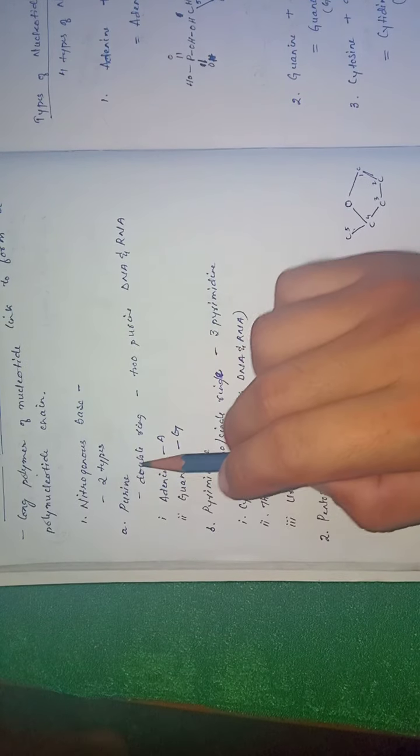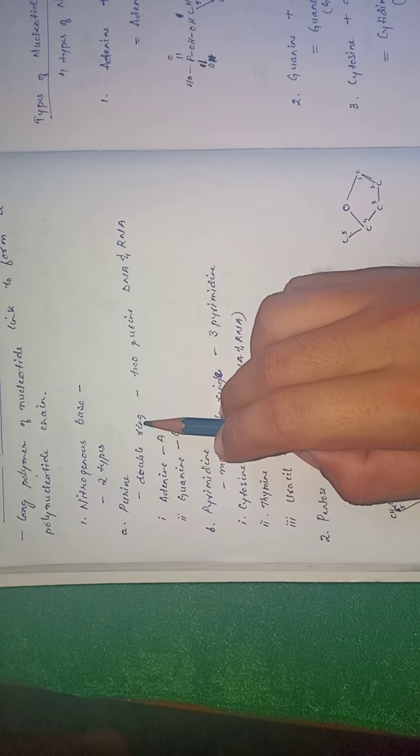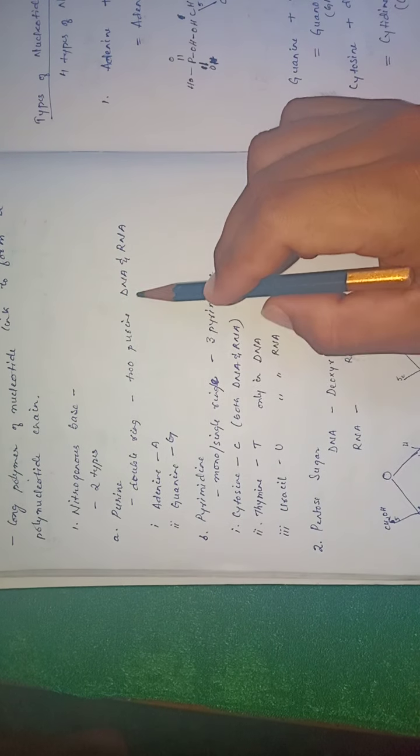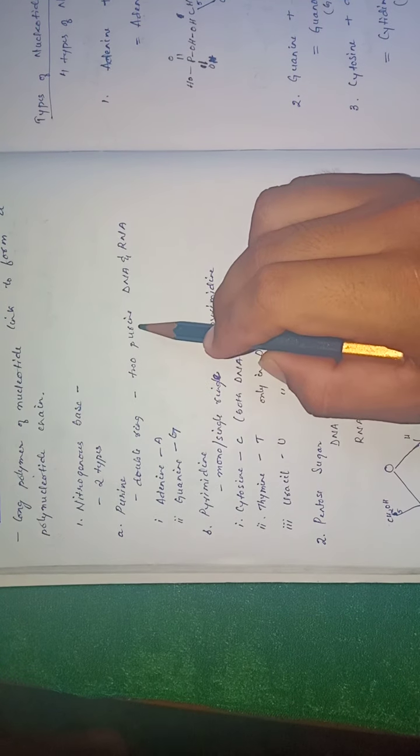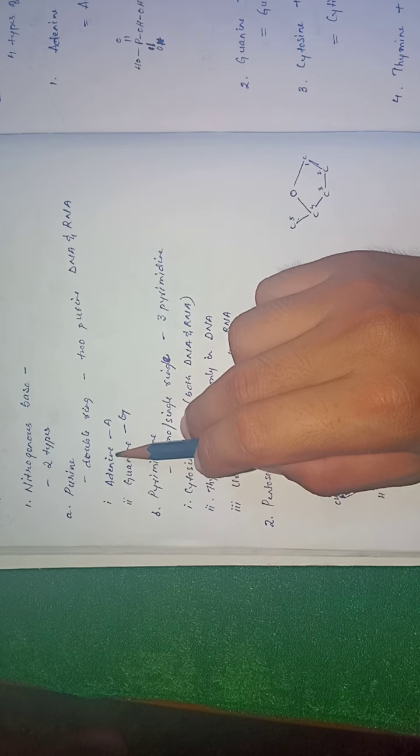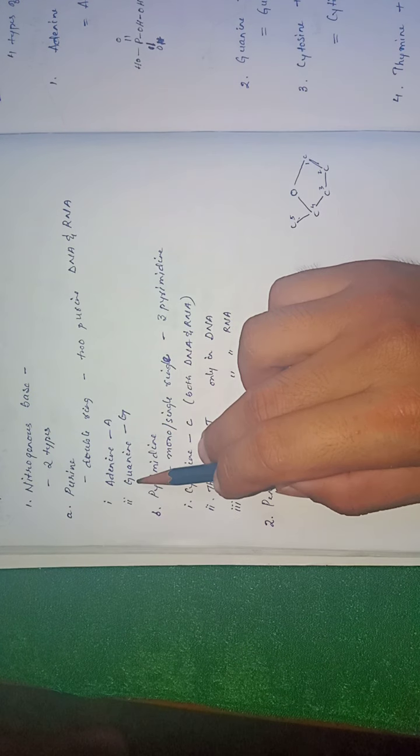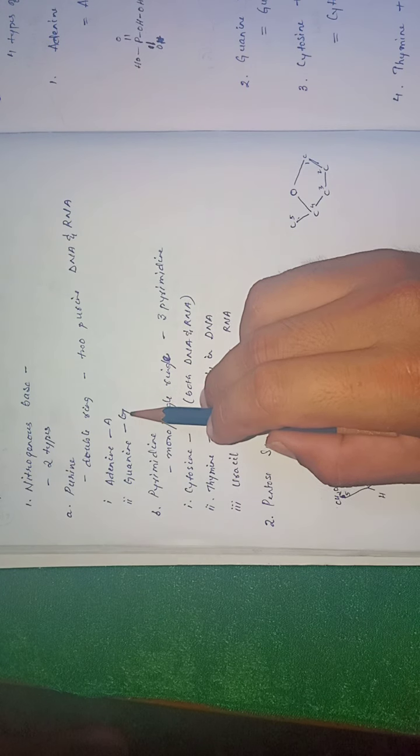A purine is a double ring or dicyclic compound and is found in both DNA and RNA. There are two types of purine. The first one is adenine, represented by A. Second is guanine, represented by G.